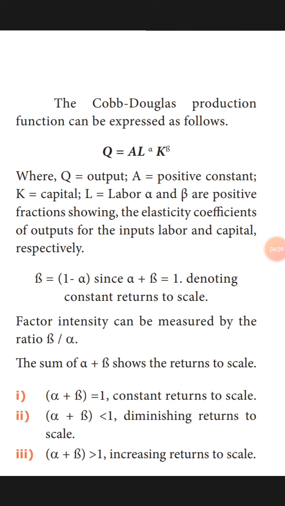Q is equal to A L^α K^β. You can see Q is for output, A is a positive constant, K is for capital, L is for labor. It can be of 3 types. That means if it is equal to 1, it means constant returns, no change. Then it can also be less than 1 or more than 1.